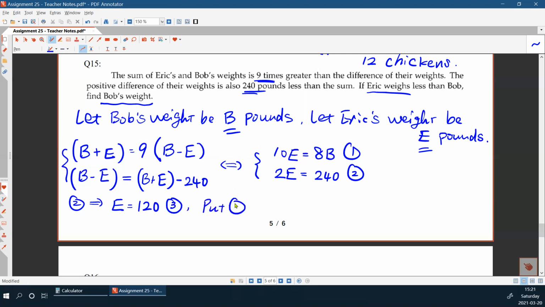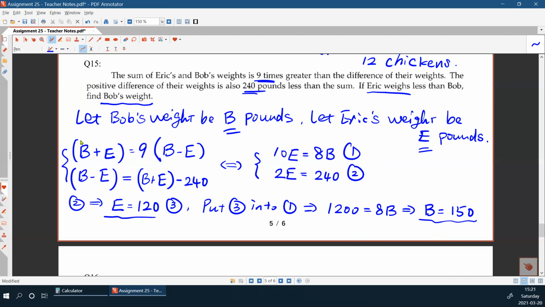Then we can put 3 into the other equation, 1. Then you will get 1200 is 8B. Okay, that means B is 150, right? Okay, so in this way, we have solved these two values. B is 150 and E is 120.